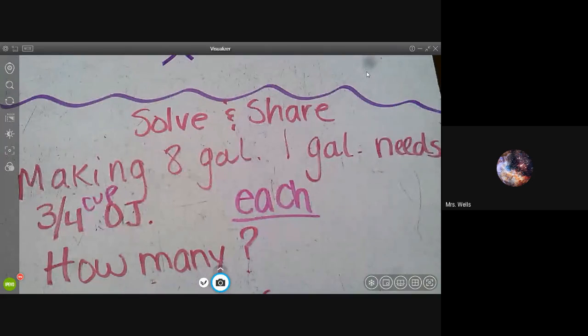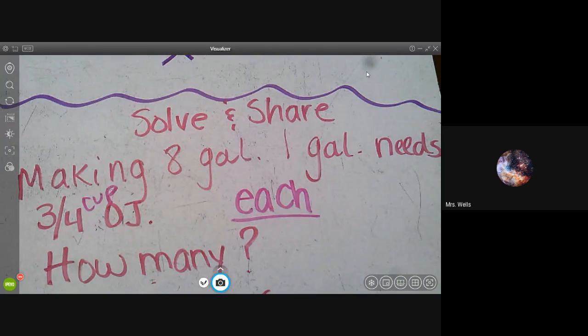Well, how many can mean that we are adding or we are multiplying. Multiplying is kind of like adding, it's repeated. It's repeated addition. So we need to figure out, using multiplication, how many cups of orange juice, or how many 3/4 cup of orange juice are used to make 8 gallons.